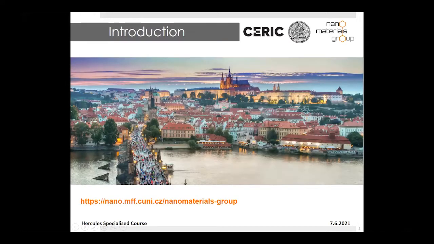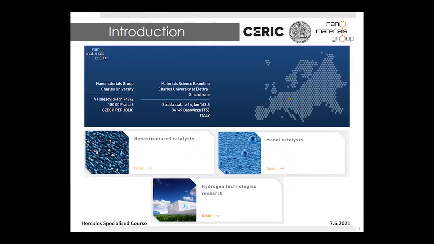I'm coming from Prague, so you already had the possibility to hear Mikhail Vorekta today. We are from the same group, the nanomaterials group from Charles University in Prague. We are settled in a very beautiful city. Our group consists of two structures: the nanomaterials group here at Charles University in Prague, and the material science beamline at the synchrotron Elettra. Our research is focused mainly on nanostructured catalysts, model catalysts, and hydrogen technologies research.